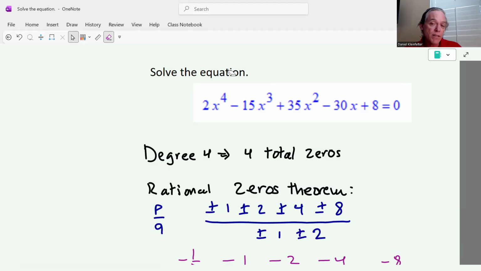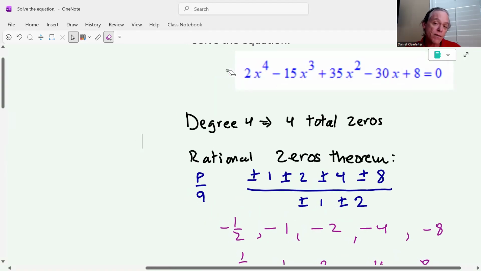So in this equation, we can see that it has degree 4, so we should expect 4 solutions, counting complex solutions and multiplicity. The rational zeros theorem tells us information about rational zeros. It doesn't tell us much about complex zeros, but we do know that there will be 4 total zeros.